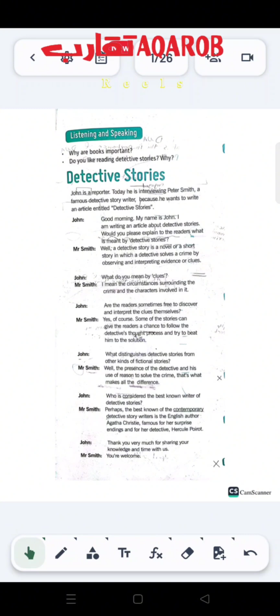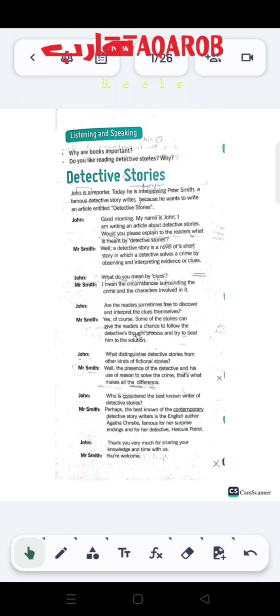John: Are the readers sometimes free to discover and interpret the clues themselves? Mr. Smith: Yes, of course. Some of the stories can give the readers a chance to follow the detective's thought process and try to beat him to the solution. John: What distinguishes detective stories from other kinds of fictional stories? Mr. Smith: Well, the presence of the detective and his use of reason to solve the crime, that's what makes all the difference.